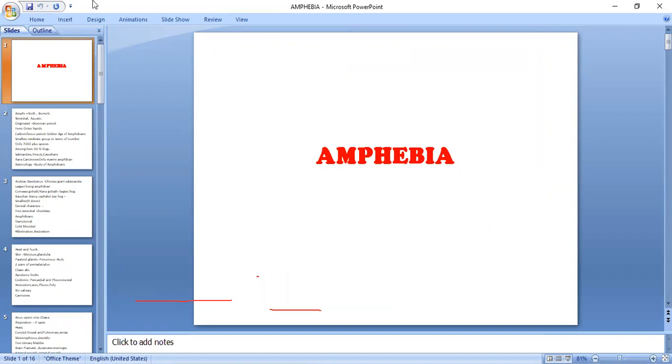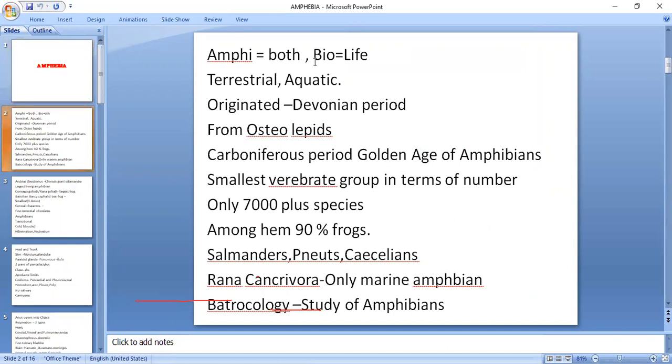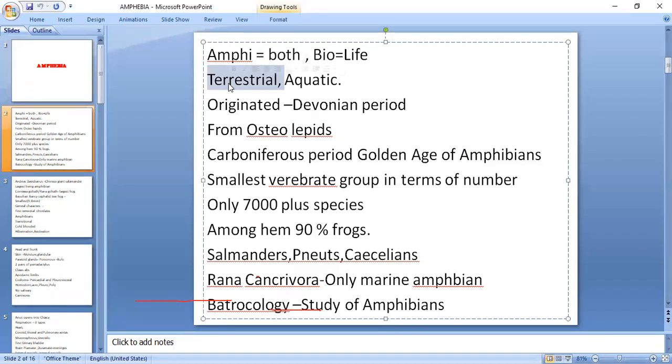Our next class is Amphibia. Amphibia means both, bios means life. So they can live in both aquatic and terrestrial environments. Such kind of animals are generally called amphibians. They originated in the Devonian period. One of the questions may be about the Devonian period or the Cretaceous period.